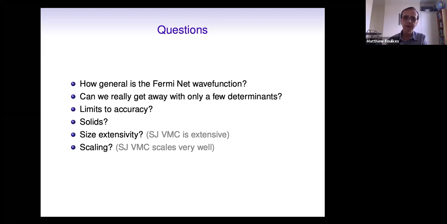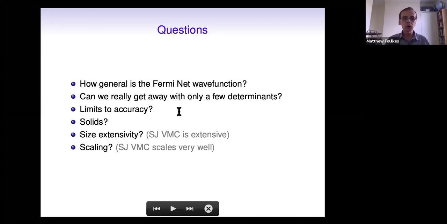Lots of questions though. How general is our wave function? So we have a piece of maths that tells us that one Fermi-Net determinant can represent any antisymmetric wave function. Unfortunately, it's not useful as a constructive piece of maths. It's just a very abstract thing. But if it's right, it means that possibly we don't need linear combinations of determinants. And whenever you have linear combinations of determinants, you have exponential scaling, at least in CI you do, with system size. So if that's true, if we can really get away with just a few determinants, even in larger systems as well, we don't know that yet, that would be great news.